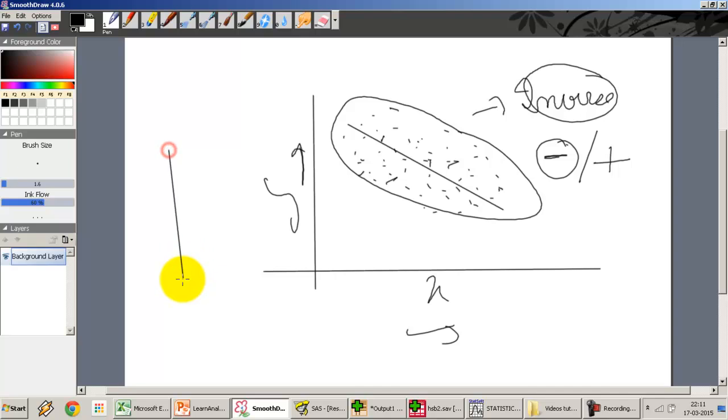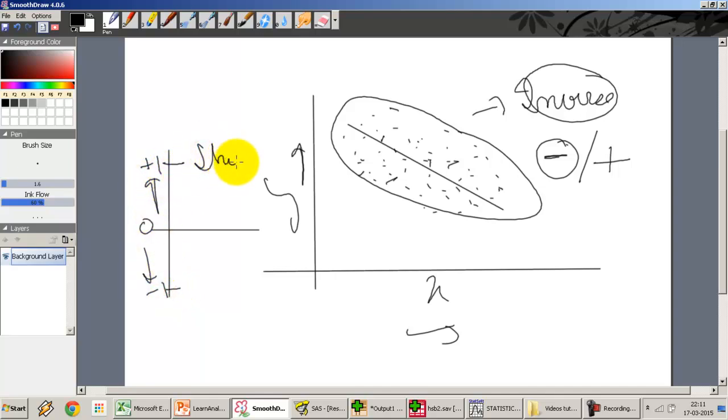So the correlation coefficient is something like this. Let's say we have 0 over here, we have +1 over here, and we have -1 over here. So the closer the value towards 1 on both sides, plus or minus, the stronger the correlation value, or the stronger the strength of the linear relationship. The closer the correlation is towards 0, the weaker the relationship between the two variables.